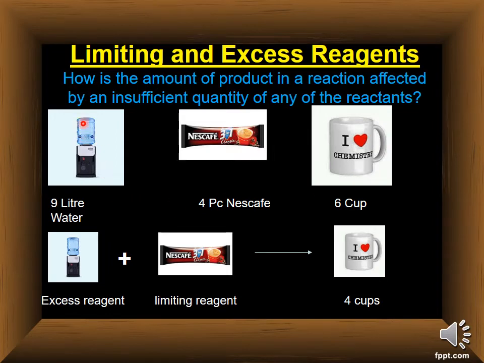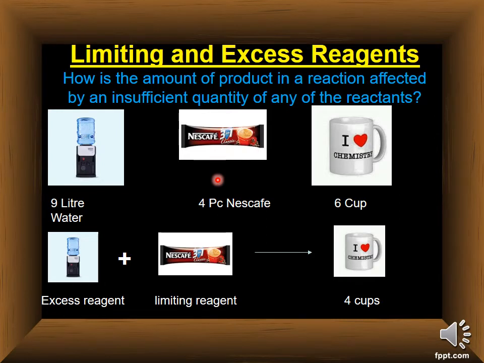After you finish this fourth cup, you observe that 2 cups are left and plenty of water is still remaining, but you don't have Nescafe. So my question is, can you prepare the coffee? Correct, no, because we don't have the coffee pouches. So the coffee pouches have run out, meaning finished, and production is going to stop.